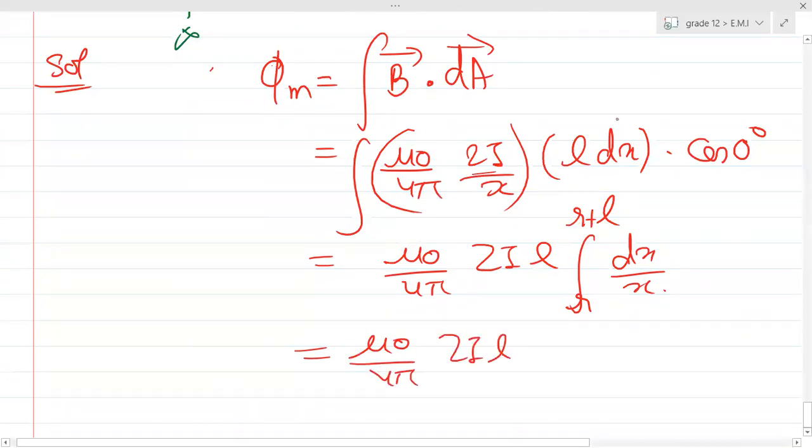What is the integration of 1 by x dx? Yes, I can hear you. What is the integration of 1 by x dx?